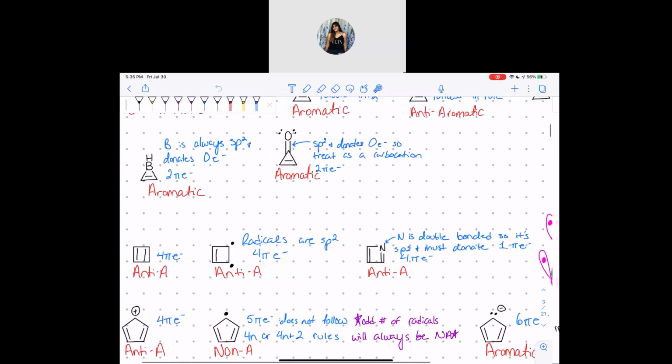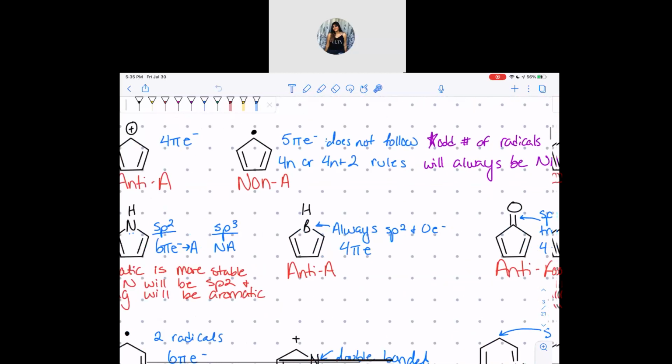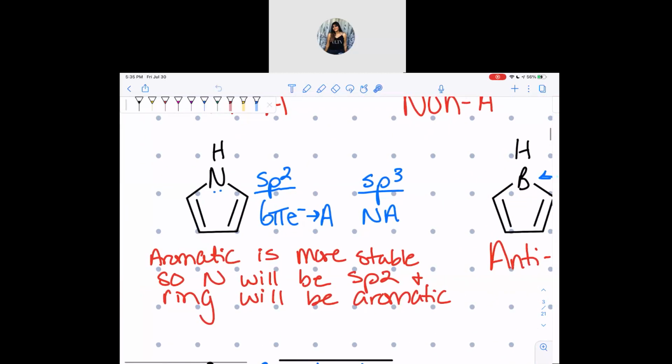if we have something like this, sorry for all the moving around. So now we have a little bit bigger of a ring, right? And if we choose to be sp2, we end up with 6 pi electrons, which would be aromatic. sp3 is always non-aromatic. And so in this case, nitrogen will choose to be sp2 so that it could be aromatic and more stable.